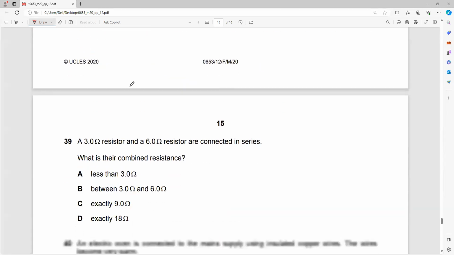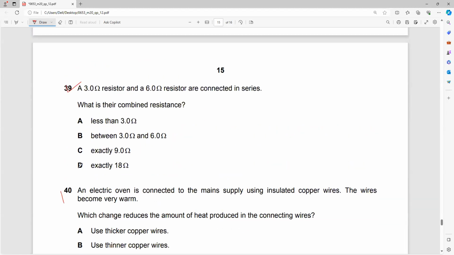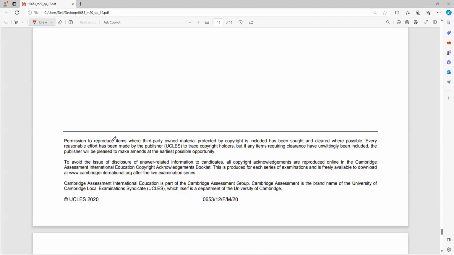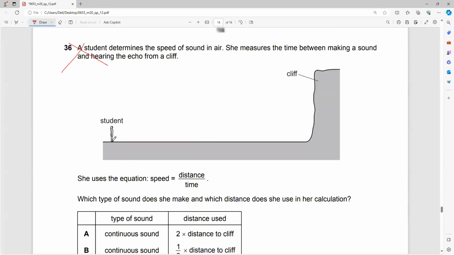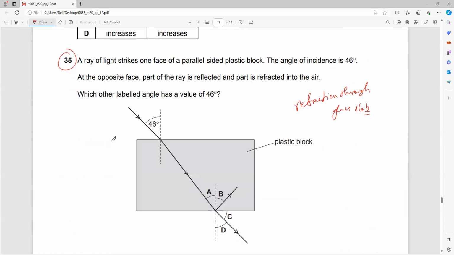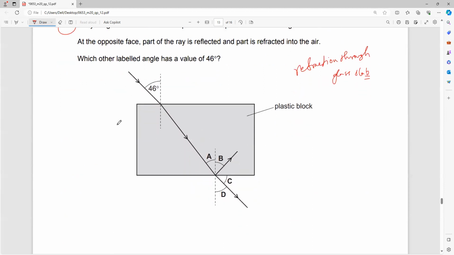Electricity. 38 we have, 39, 40. That's all, these 3 questions are there. I'll share the PDF, try to answer it and finish it. At least, let me teach this question.